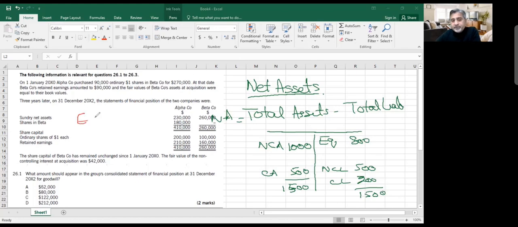By the way, equity, let me write down. It consists of 4 items: share capital, then share premium. Share capital is the value of the ordinary shares which you have issued, the face value, the nominal value of the ordinary shares which you have issued. Share premium is when you are actually issuing shares at a price higher than the face value.